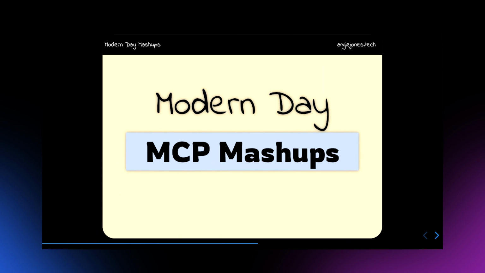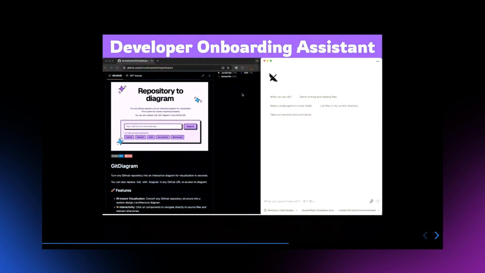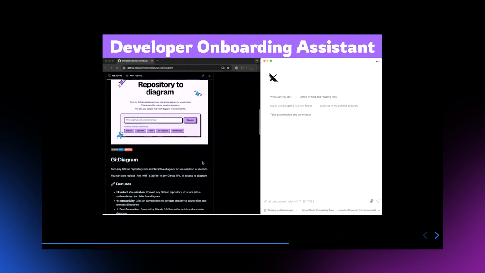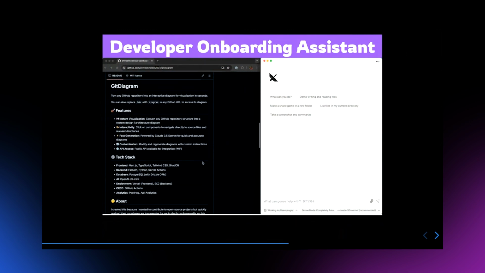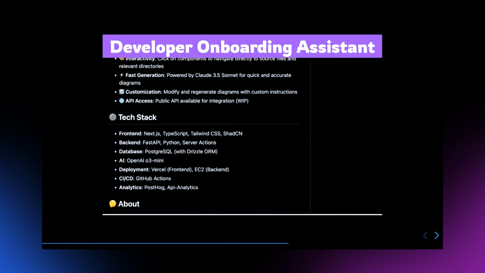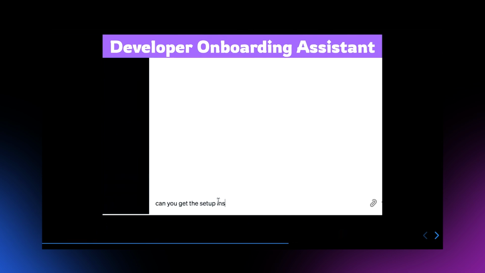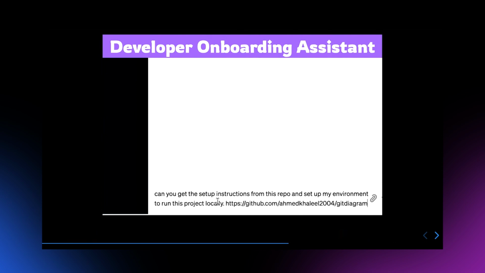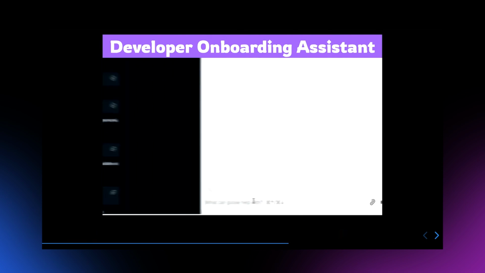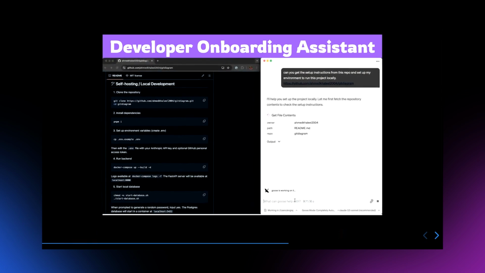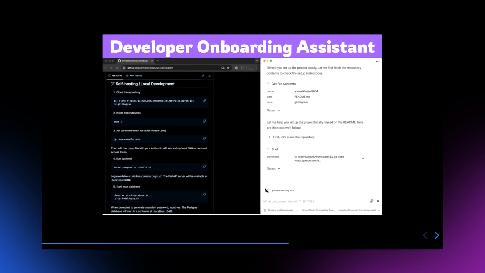Let's look at another mashup. How about setting up a new project, which is a practical task for any developer? So I want to set up this Git diagram project locally, and it has an extensive stack, complete with front end and back end. There's great instructions on how to set up the environment, but it's a lot of manual work, and I can spend my time on better things. So I'm going to give Goose this repo and have it do it for me.